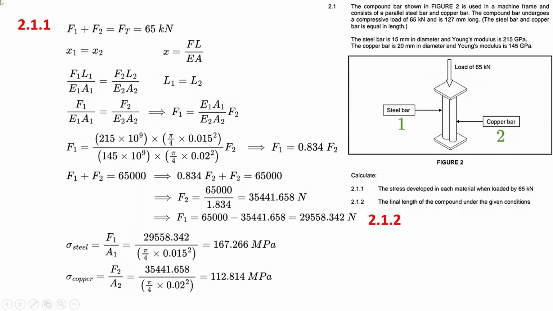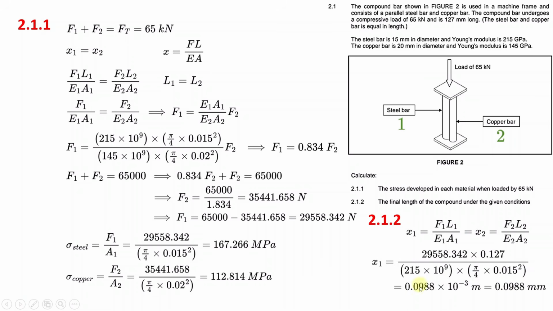Now, the shortening is x1, which is equal to x2. So you can either do F1 L1 over E1 A1, or you can do F2 L2 over E2 A2. It's up to you. You will get the same answer because in this case, the shortening is the same for both bars. So x1 is equal to F1 L1 over E1 A1, and this is equal to x2, which is F2 L2 over E2 A2. You can use either one to find the shortening. It's the same for both bars. I picked the first one, and this is what I got.